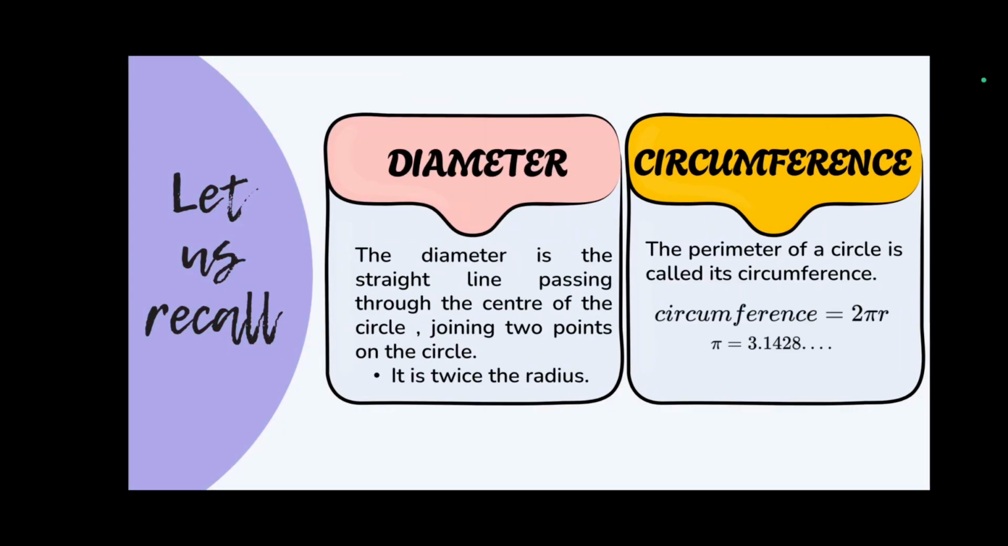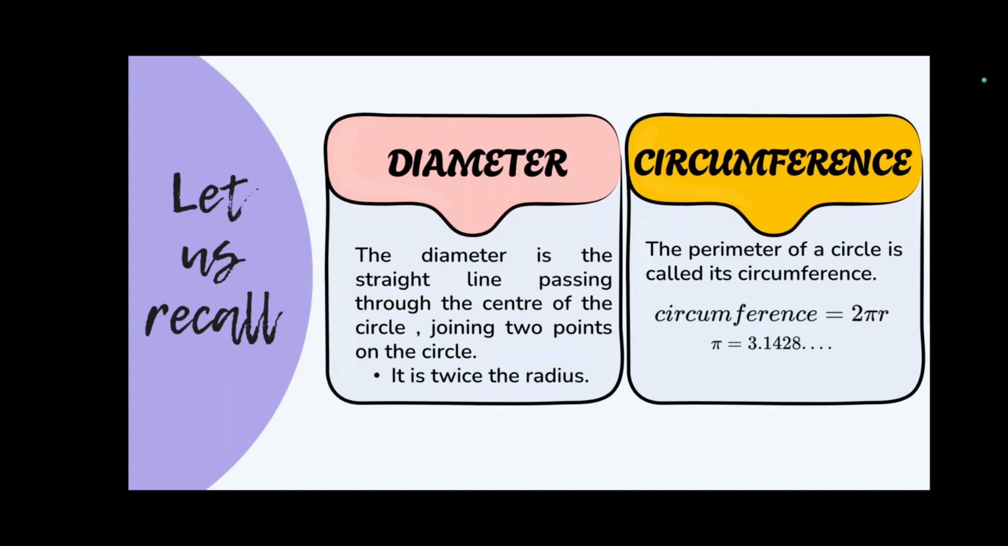Now, let's recall two more important terms, diameter and circumference. The diameter is a straight line passing through the center of the circle, joining 2 points on the circle. It is twice the radius. So we can say diameter is equal to 2 into radius. Next is the circumference. Circumference simply means the boundary or the outline of the circle. It is the distance all around the circle, that is, the perimeter of a circle is called its circumference.